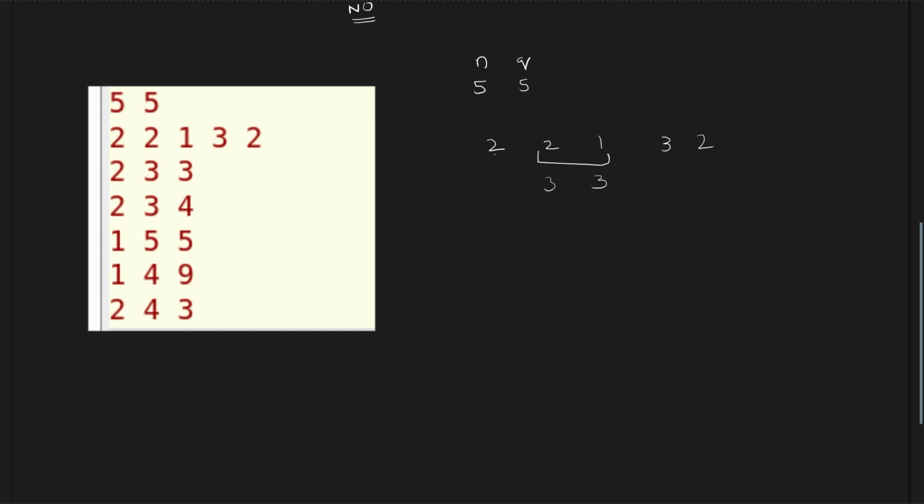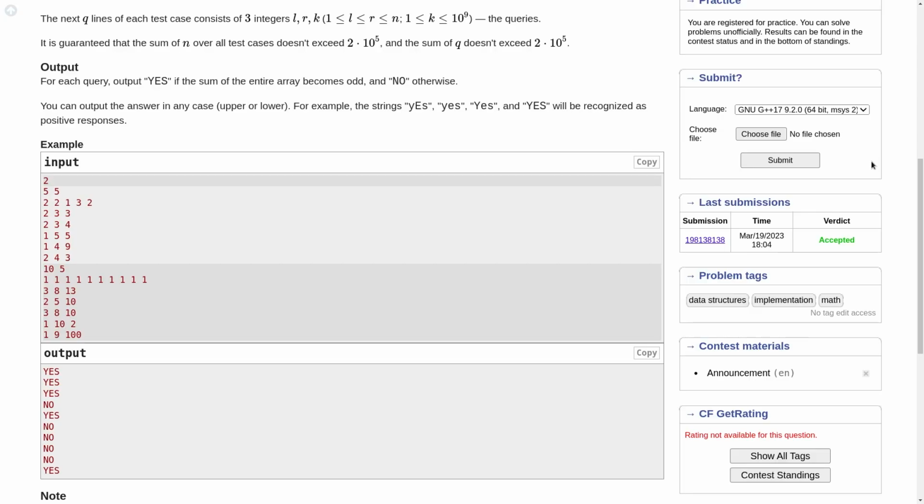Now the total sum is 2 plus 3 plus 3 plus 3 plus 2. So this is 9, 10, 11, 12, 13. So the total sum will be 13 and this is all. So the answer will be yes. So if I show you, the answer is yes for the first test case.